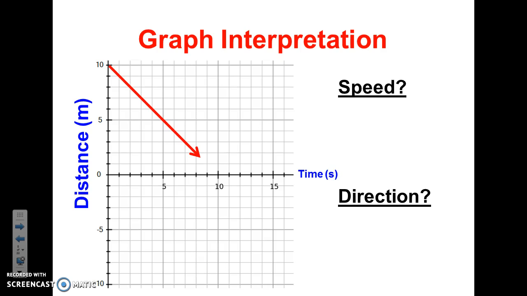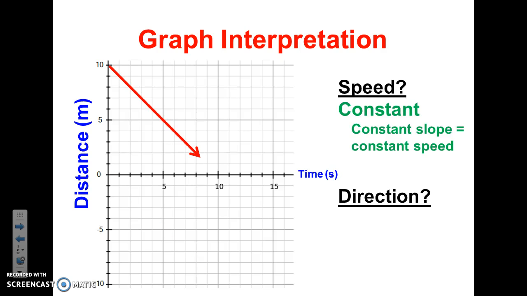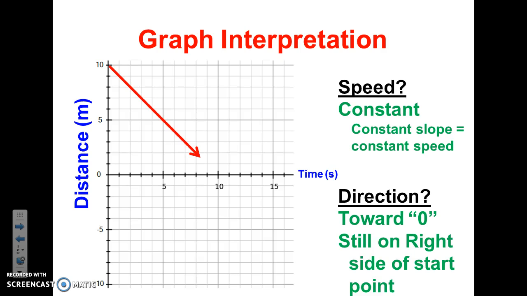Here I have an object, again, constant speed, because it has a constant slope. But now I am getting closer to the zero, so I'm moving towards my original start point. And since I'm on the positive side, I'm still on the right-hand side of the start point.